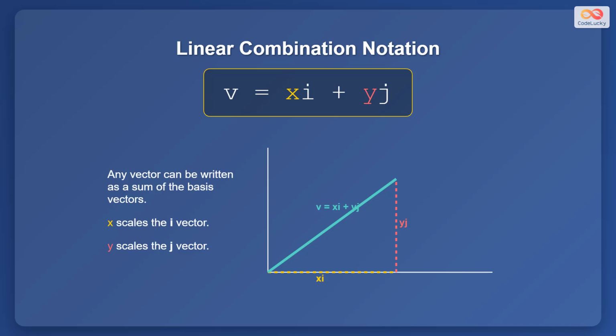We can express any vector using i and j. This is known as linear combination notation. If you have a vector with components x and y, you can write it as x times i plus y times j. It simply means you move x units in the i direction and y units in the j direction.